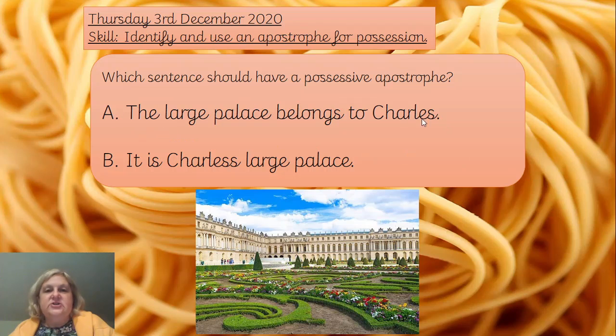Which sentence here should have a possessive apostrophe? You've got a huge palace and castle here, and it's a choice of two. We've got A, the large palace belongs to Charles, or B, it is Charles's large palace.